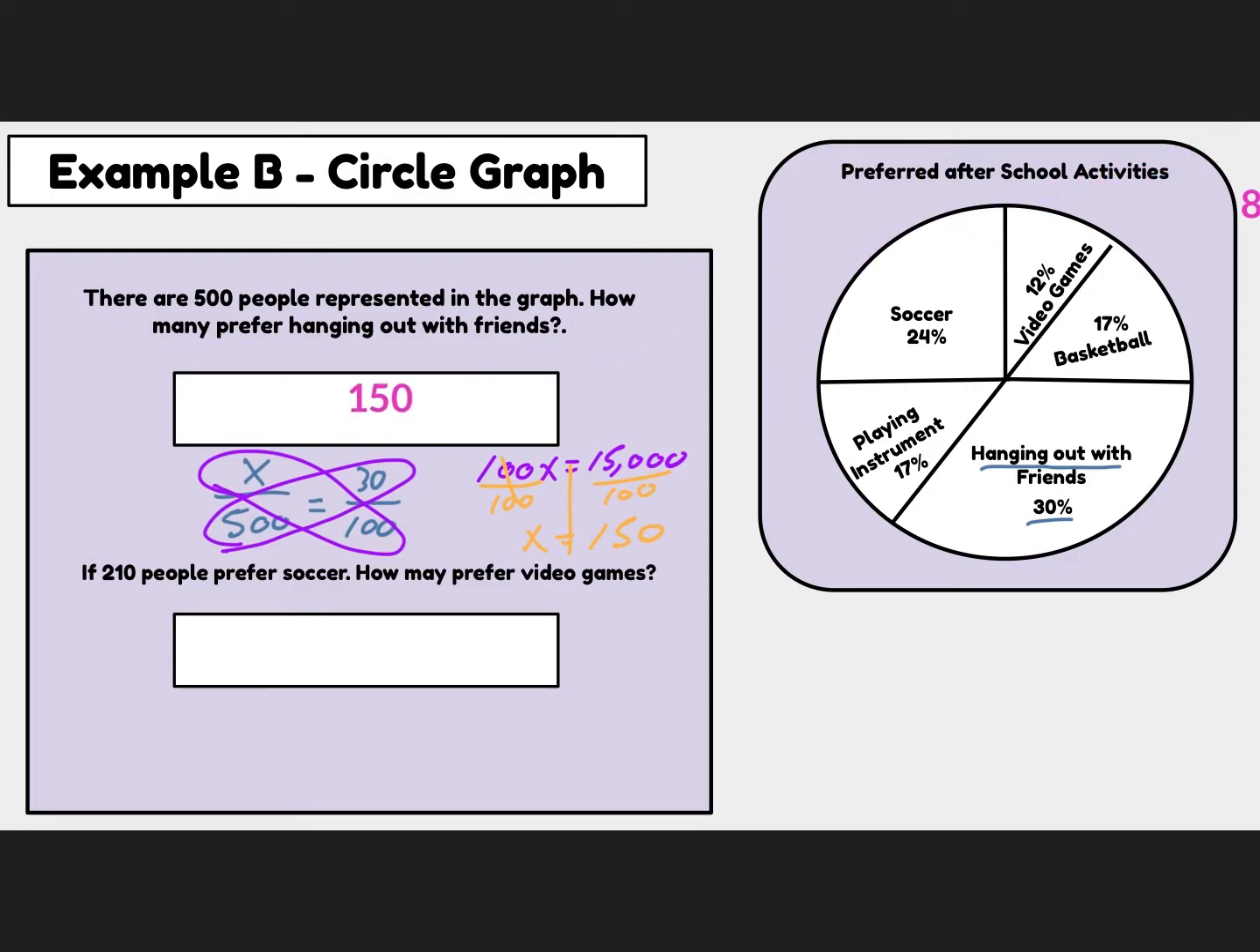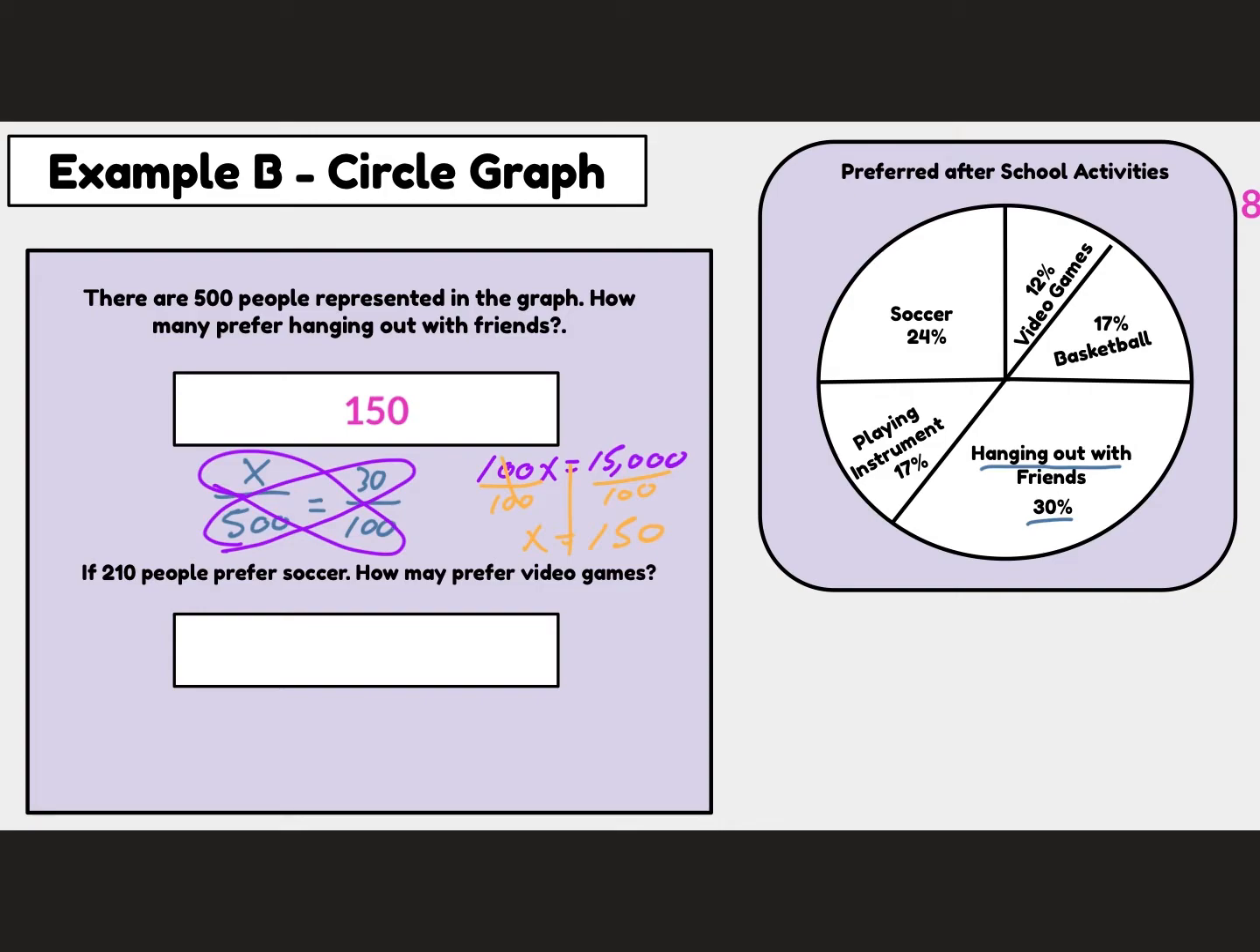circle graph. Now, a different question entirely, separate from the first question, asks: if 210 people prefer soccer, how many people prefer video games? So I can't use the number that they've given me in the first question because these two questions are separate, and I don't know if the 500 people is the same number that they're referring to here. So I've got to figure out how many people prefer video games, only knowing that 210 people prefer soccer.